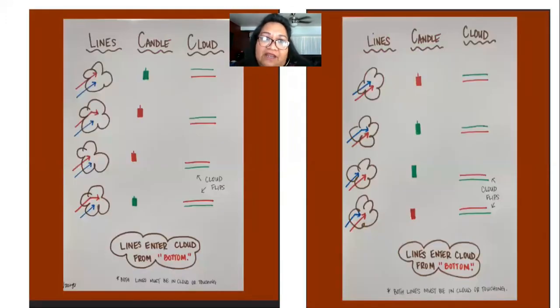Okay, let's talk about entering the cloud from the bottom. Red above blue right here. You get a green candle. Okay, the cloud is green and red, goes to the right. Look at that, green above the red. Okay, right here, cloud flips, you get a reversal. Right here, the blue is above the red now, blue above the red, that makes a difference. Look, green over here, red. Okay, green cloud, green up, red down. Turns to the right, green, and the cloud flips, it reverses. So these are lines that are entering from the bottom of the cloud.